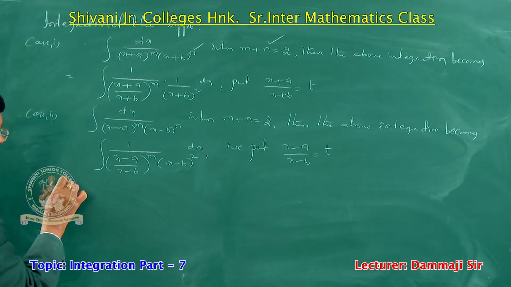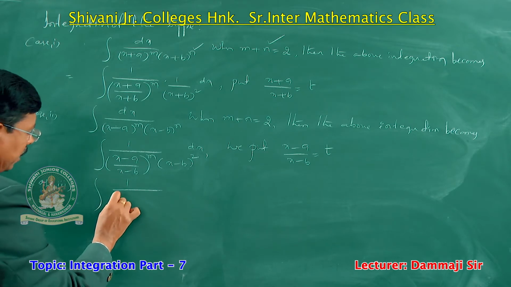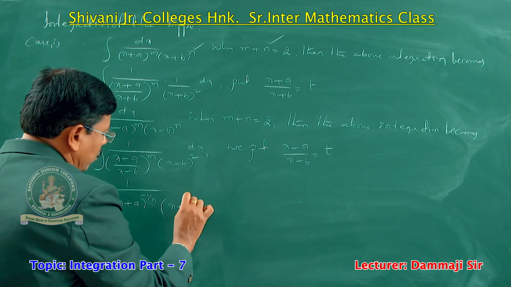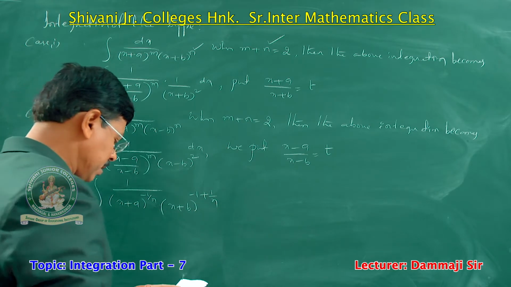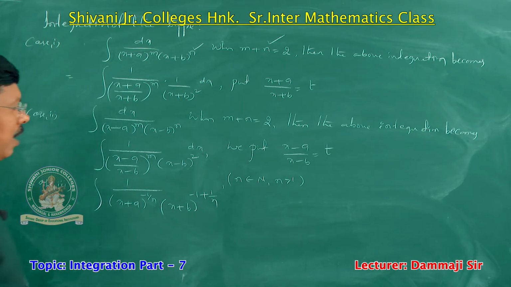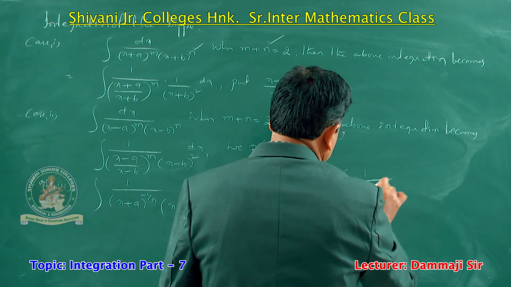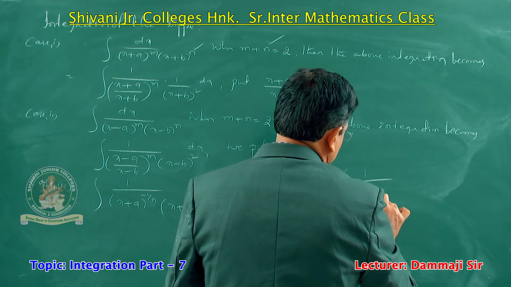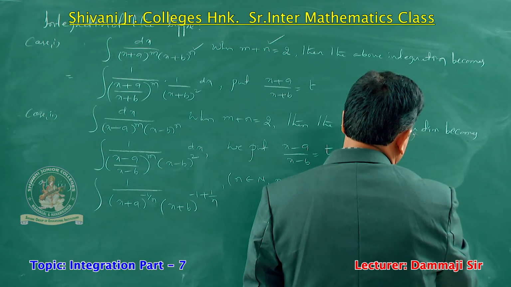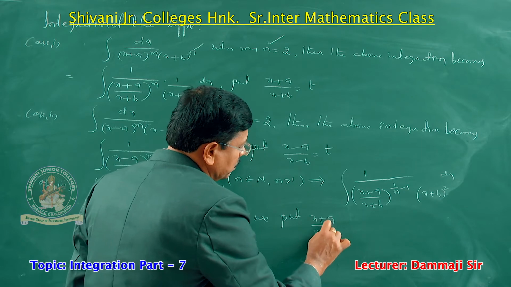One more case is there, case 3. We have the formation 1 by (x plus a) whole power minus 1 by n of (x plus b) whole power minus 1 plus 1 by n, where n is greater than 1. Its problem can be reduced to the formation 1 by ((x plus a) by (x plus b)) whole power 1 by n minus 1 into (x plus b) whole square dx. Now we put (x plus a) by (x plus b) is t.